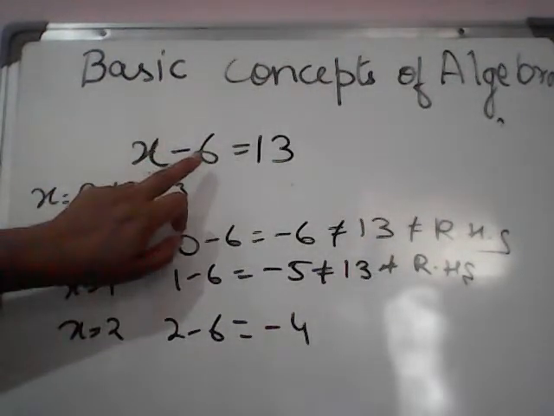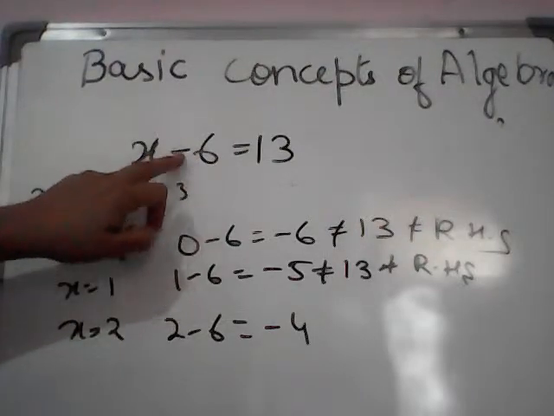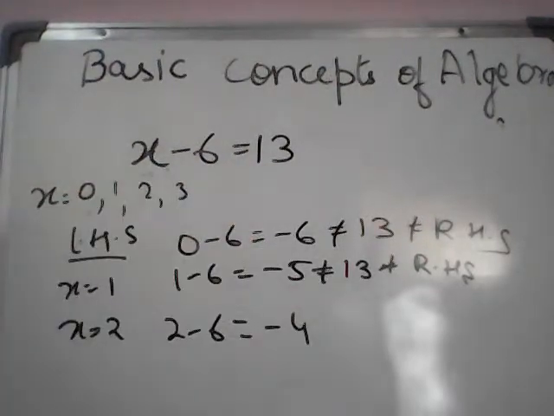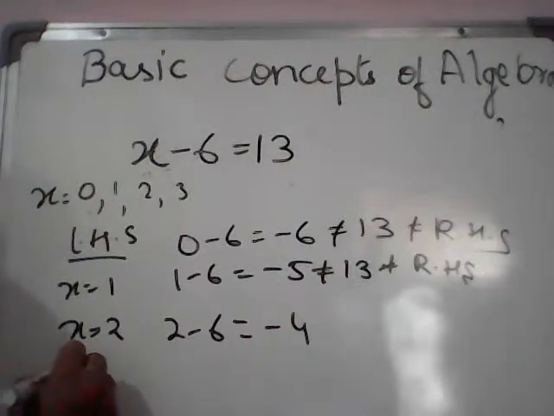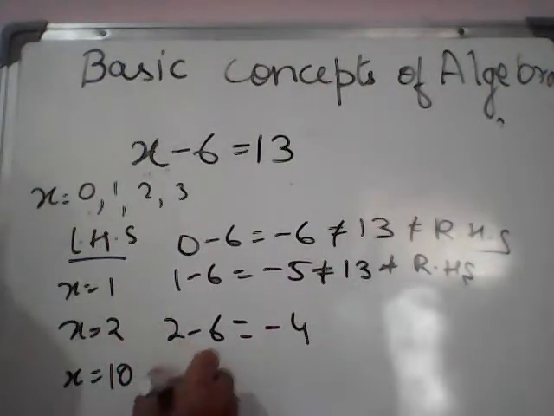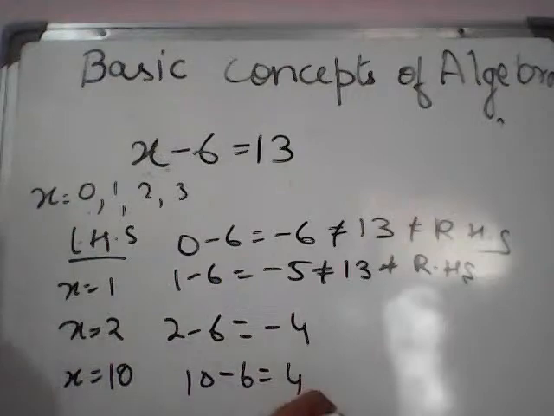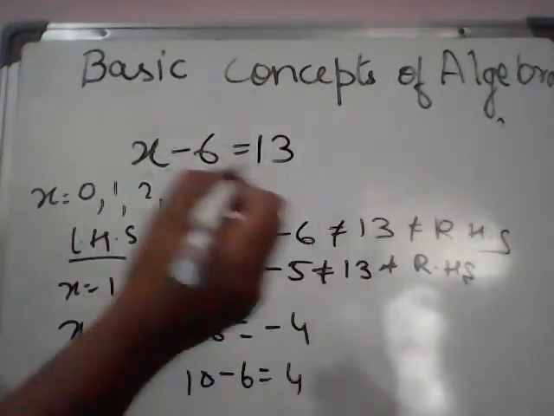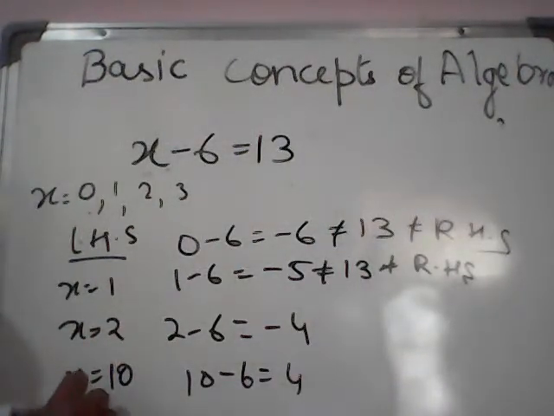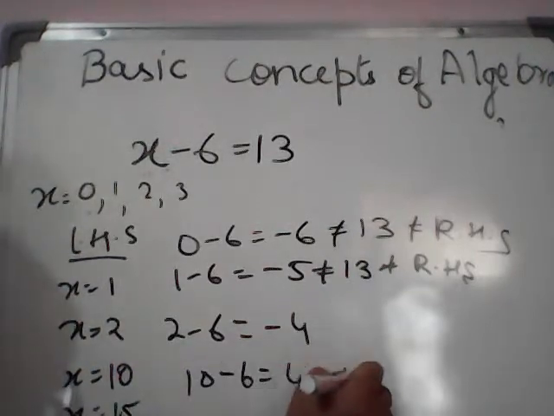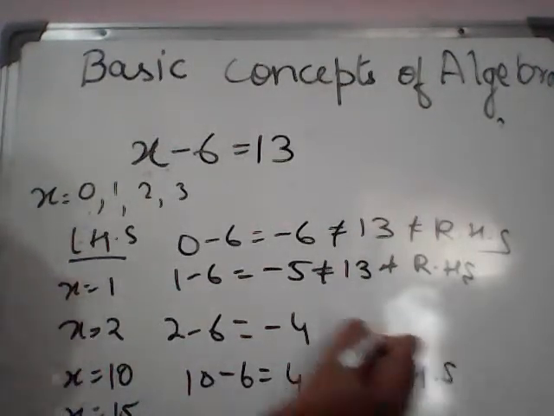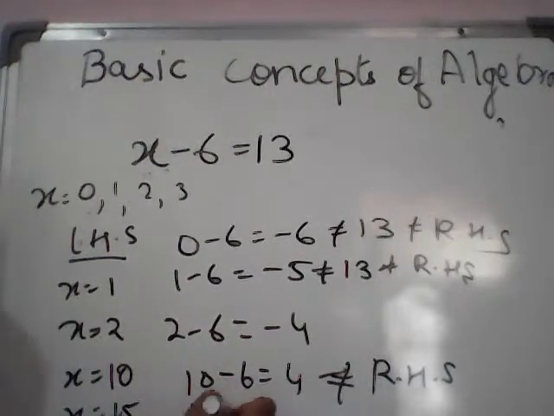Because we know this is a minus sign, we have to keep something bigger to get 13. We can put x is equal to 10. 10 minus 6 is equal to 4. Now we have started getting positive numbers, so we have to put a bigger number. We put x is equal to 15, which is also not equal to right hand side. 15 minus 6 is equal to 9. Again, we need a bigger number. If we put 20, 20 minus 6 is 14. So we need one number less than 20.